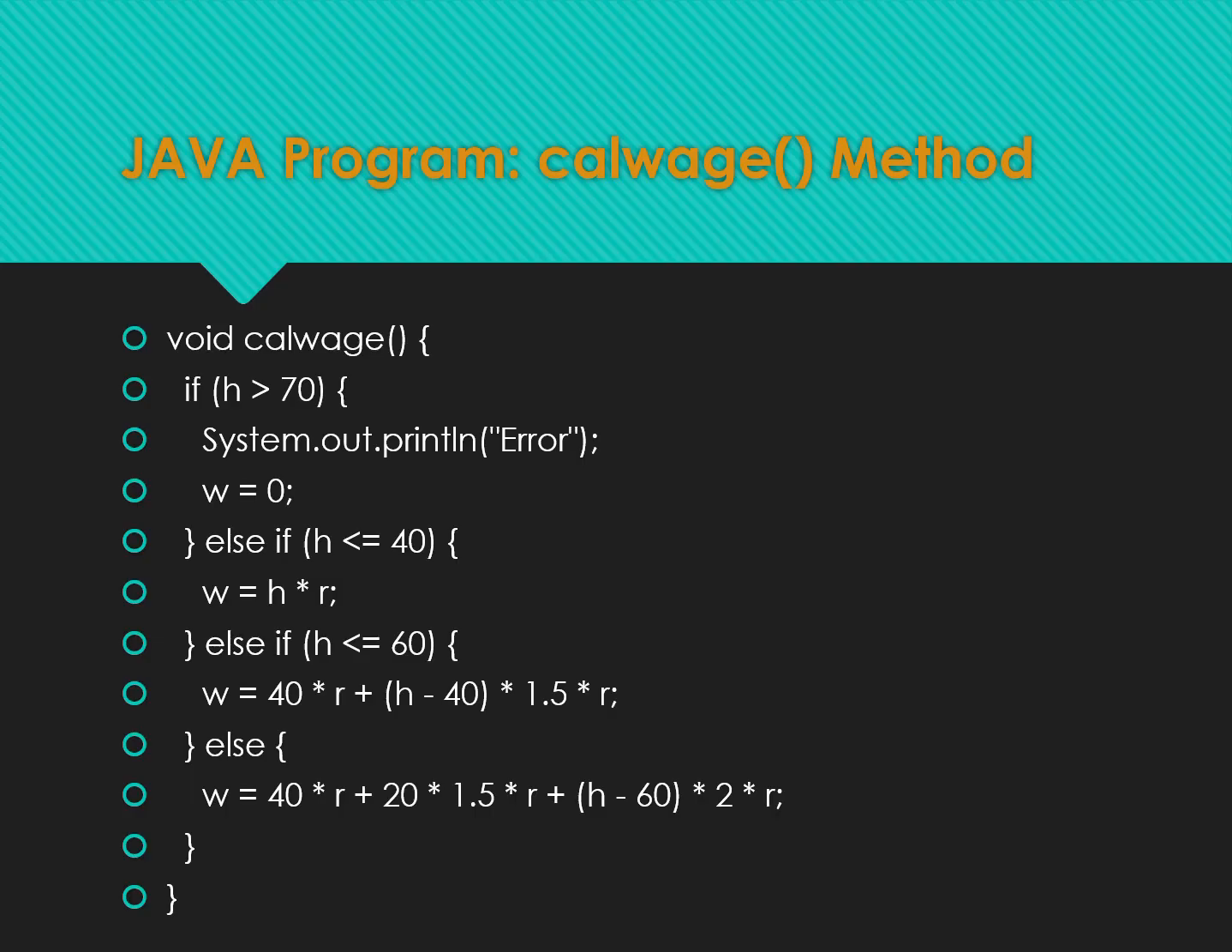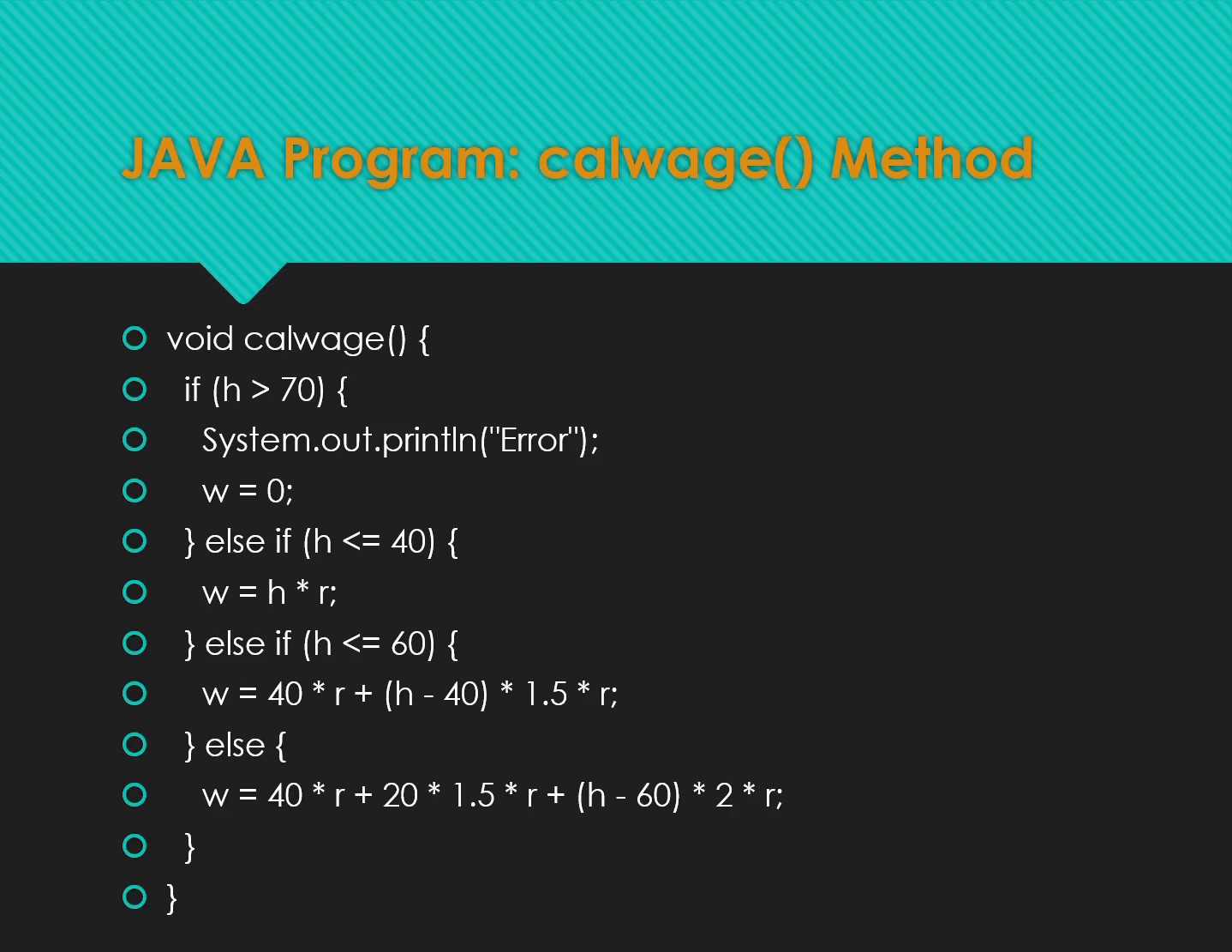Now let's understand the calcWage method, which is the heart of the program. This method performs the actual calculation of the wage based on the number of hours worked. The method uses if-else statements to handle different cases according to the rules provided in the question.